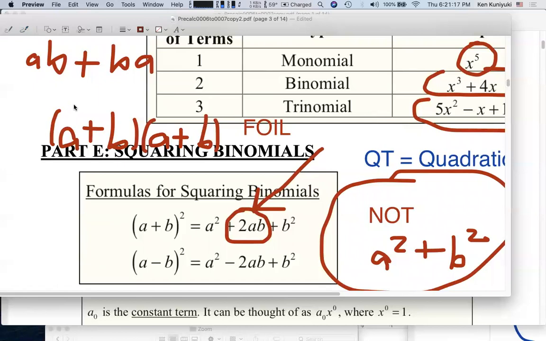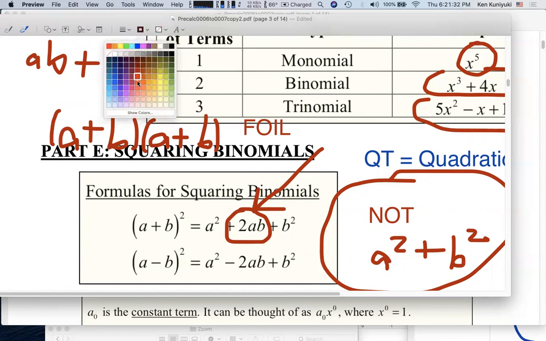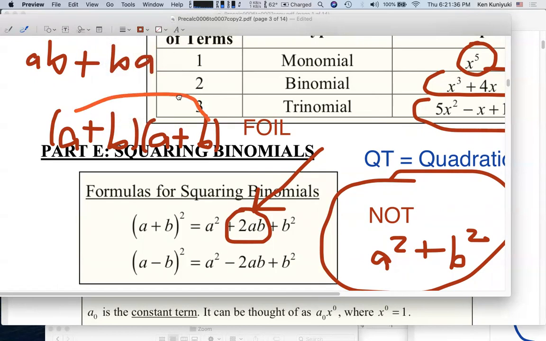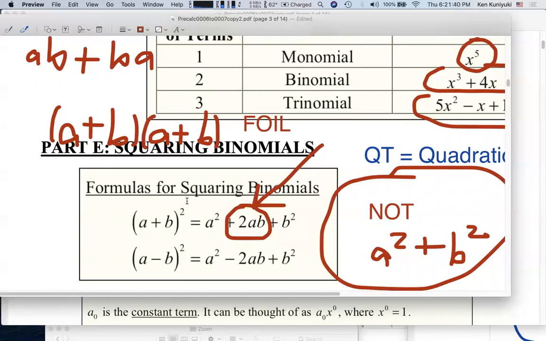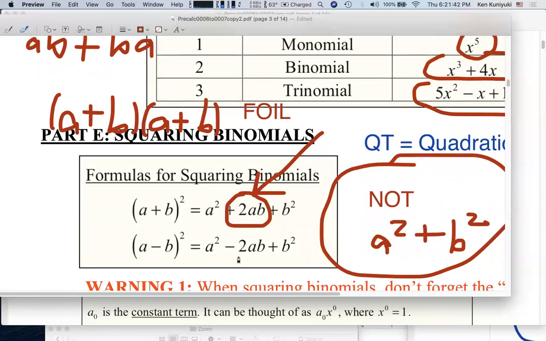Here's FOIL, right? A times a is a squared, that's the F. B times b is b squared, that's the L. Product of the first terms, product of the last terms. But don't forget, in bright red, product of the outer terms, a times b. Product of the inner terms, b times a. That's a 2ab. And then likewise, the square of a minus b is a squared minus 2ab plus b squared.